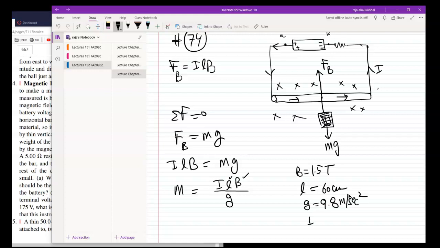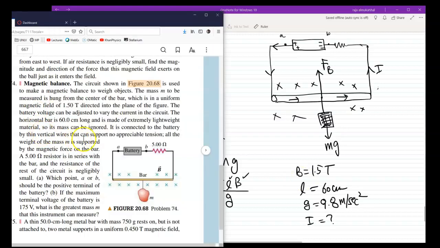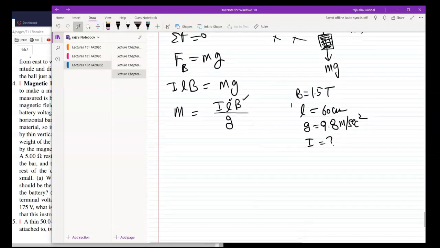And what's left is I. Well, he gave me some information just to make it sound harder. He said the resistance is that and the voltage is that. Does this ring any bell? Ohm's law, V equals IR. That's why he gave them to you. So I can find I. Therefore, V equals IR, so I is equal to V over R.